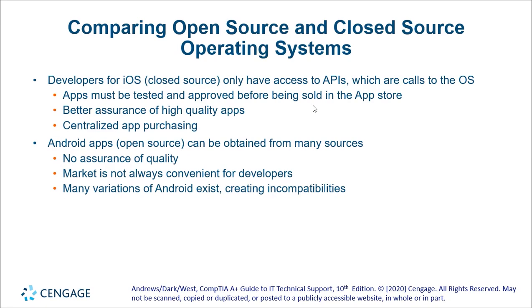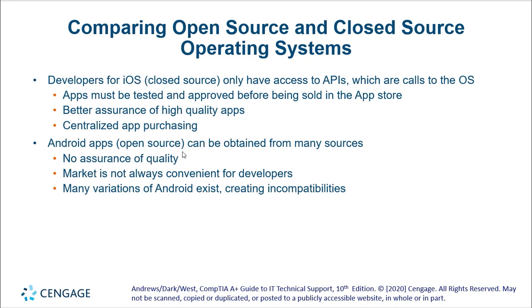One last thing to cover is comparing open source and closed source operating systems. So iOS is a closed source operating system. You only have access to the APIs, and all of the apps have to be tested and approved by Apple before it can be sold in the web store. But you have high quality apps. You know that those apps are going to be pretty decent when you download them. You know they're going to be pretty secure. And then everything is centralized for app purchasing, which makes it nice and easy for people.